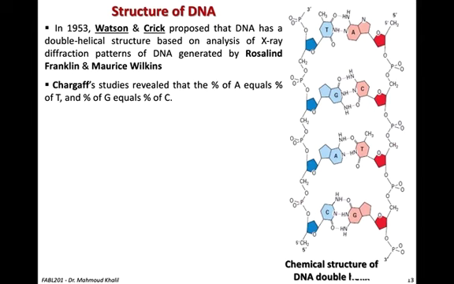And going to Chargaff's studies, they revealed that the percentage of adenine bases is equal to the percentage of thymine, or T, while the percentage of G equals the percentage of C. So that means A equals T in the DNA and G equals C in number in DNA.